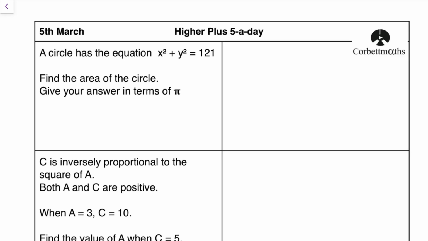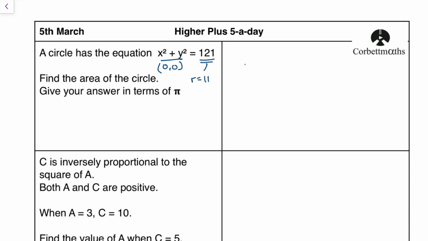Right, so we have a circle with an equation. As ever, when you get an equation, just a quick think: what do you know? This tells me the radius is 11, and the centre of the circle, which it always will be at GCSE, is (0, 0). And it says find the area of the circle.